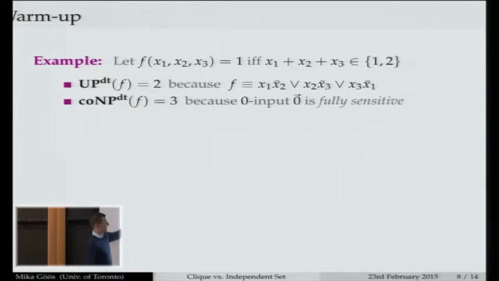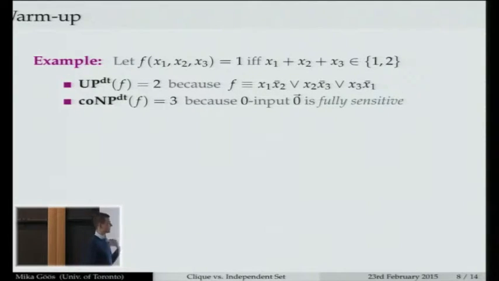Now I claim that the unambiguous decision tree complexity is 2, because you can write this function as the following DNF with terms of width 2, and I claim it's unambiguous. So on any input, at most one of these terms can evaluate to true. However, the conondeterministic complexity, the complexity of certifying 0 inputs, is 3.